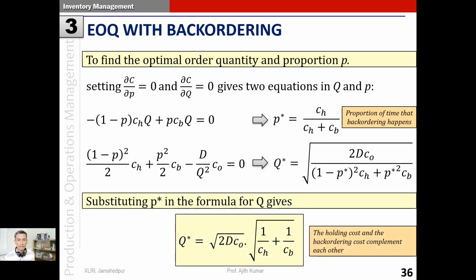So this becomes simpler than what we had earlier. Q star is square root of 2dCO into square root of 1 by CH plus 1 by CB. Now, if you reflect on this formula and compare it to the basic EOQ formula, the basic EOQ formula was just Q star equal to square root of 2dCO into square root of 1 by CH. So now, this factor 1 by CH has been replaced with 1 by CH plus 1 by CB. So essentially what's happening is that the holding cost, which was incurred in the basic EOQ model, is now shared by both holding and backordering. The remaining portion of the formula, square root of 2dCO, remains the same.